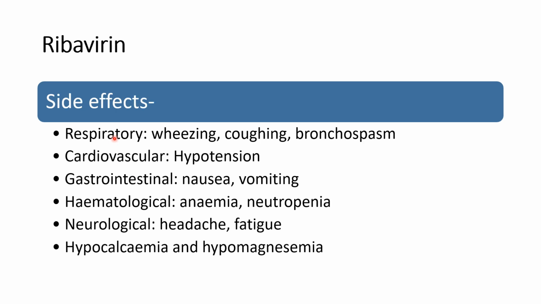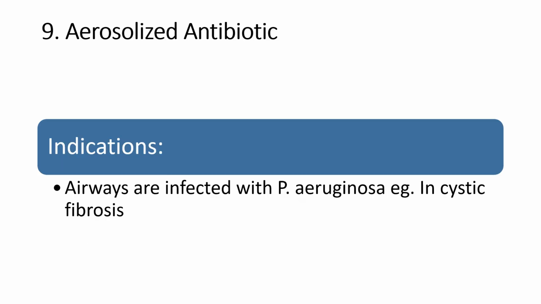What are the adverse effects of ribavirin? Sometimes the patient may develop respiratory side effects: wheezing, coughing, bronchospasm. In cardiovascular side effects, hypotension can develop. Nausea, vomiting can develop. The patient may have anemia, neutropenia due to this drug. Sometimes headache, fatigue, and sometimes hypocalcemia, hypomagnesemia can also be there.